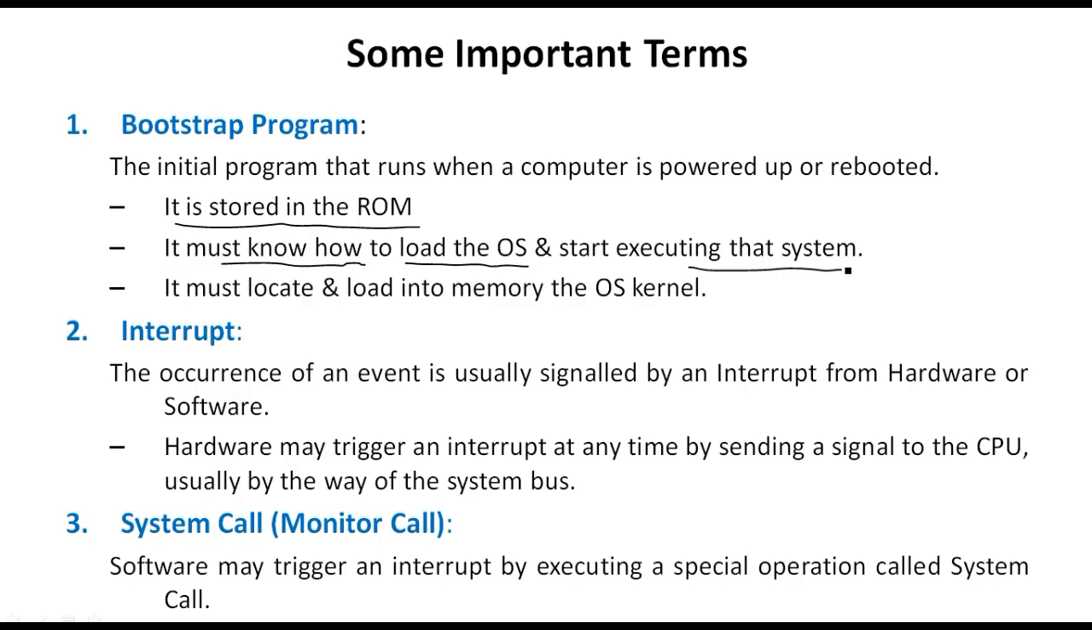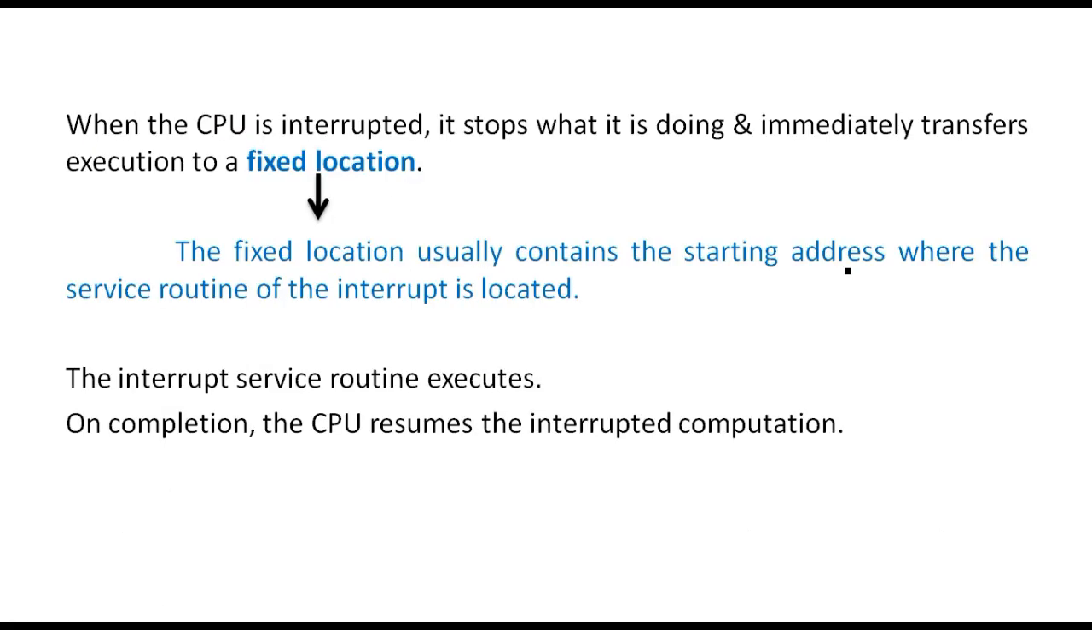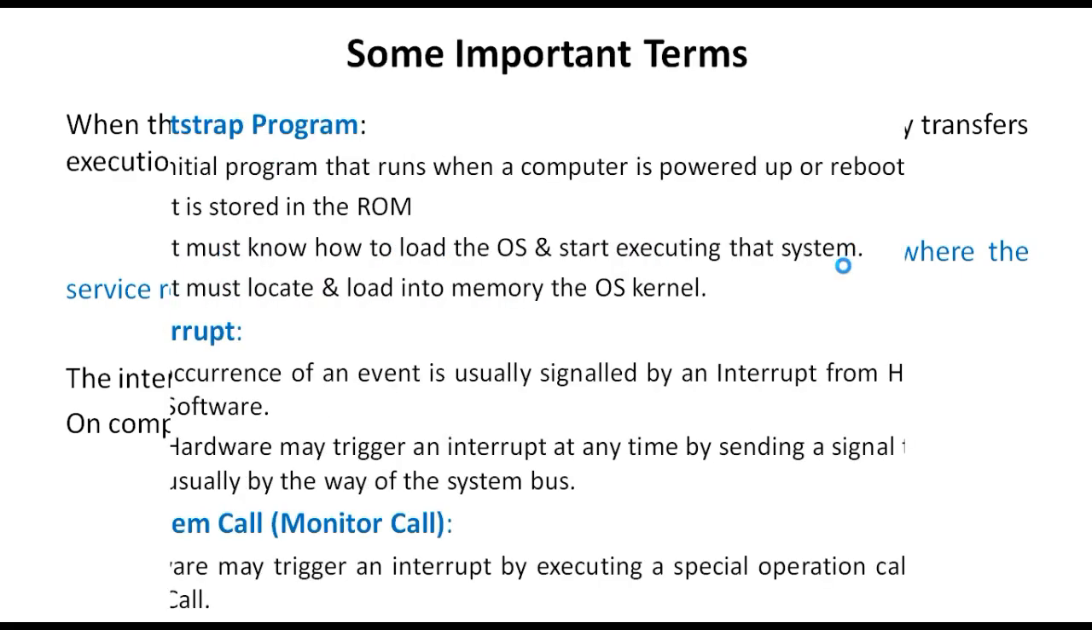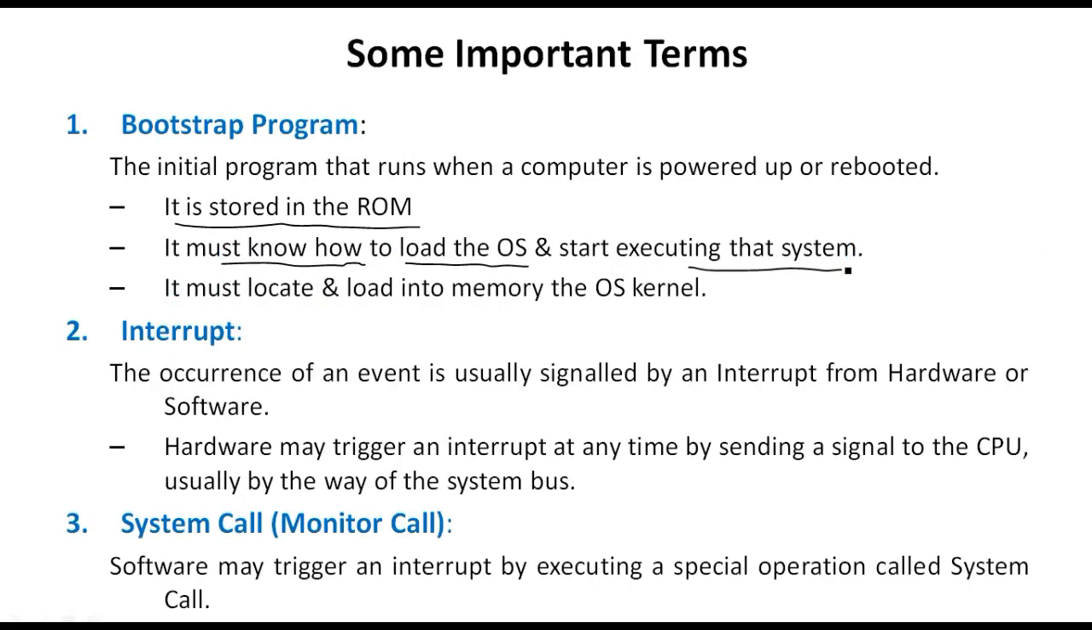Now the second term is interrupt. Interrupt means what? When the CPU is interrupted, it stops what it is doing and immediately transfers the execution to a fixed location. What does this mean? Fixed location usually is the starting address where the service routine for the interrupt is located. We can find that in the next slide. Now we will understand what is meant by interrupt.